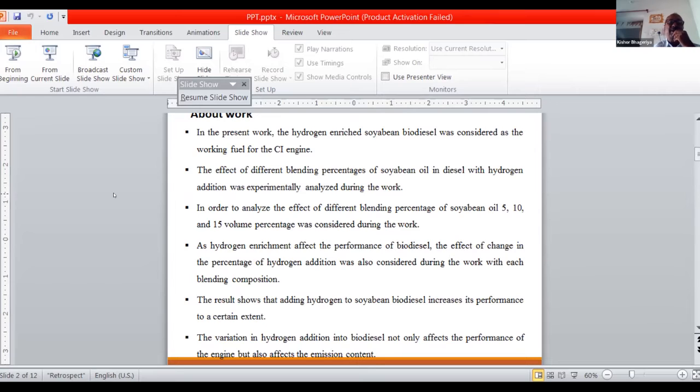As hydrogen enrichment affects the performance of the biodiesel, the effect of change in the percentage of the hydrogen addition was also considered during the work with each blend composition. The result shows that adding hydrogen to soybean biodiesel increases the performance to a certain extent. The variation in the hydrogen addition into the biodiesel not only affects the performance of the engine but also affects the emission content, which is the most useful parameter for us.